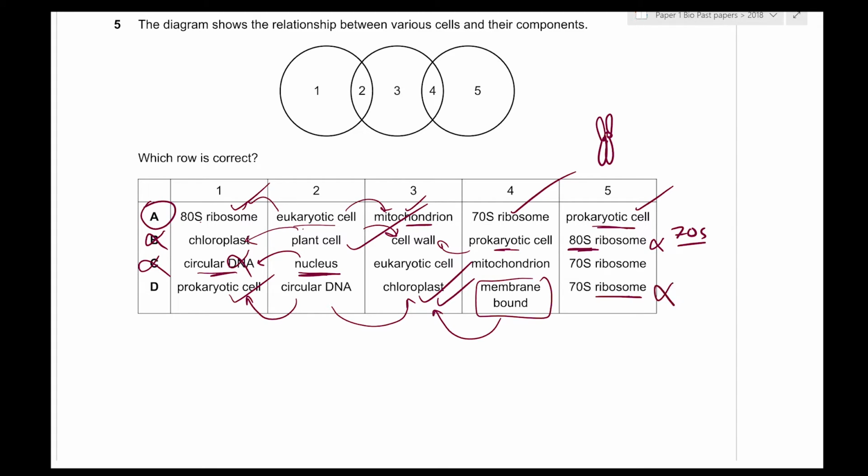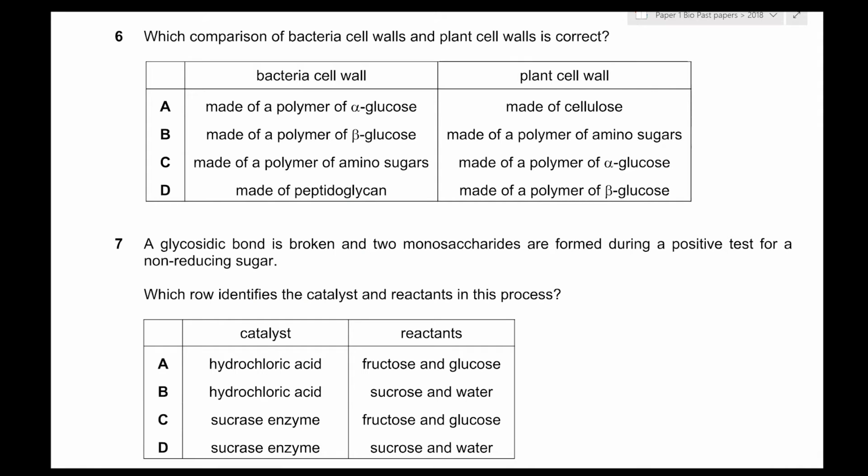Therefore, this is incorrect, and the correct answer must be A. Number 6. Which comparison of bacterial cell walls and plant cell walls is correct? Now let's start with bacterial cell walls made of polymer of alpha or beta glucose. This is incorrect. Bacterial cell walls are made of murein or peptidoglycan, which are actually proteins 100%. They do not include any glucose units. Therefore, all these are incorrect, and peptidoglycan is correct because it's made of protein.